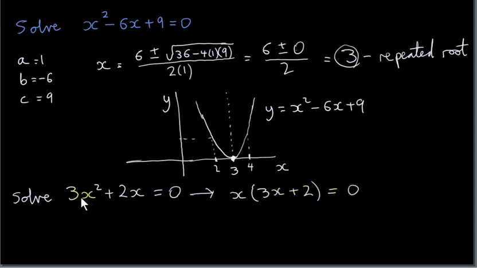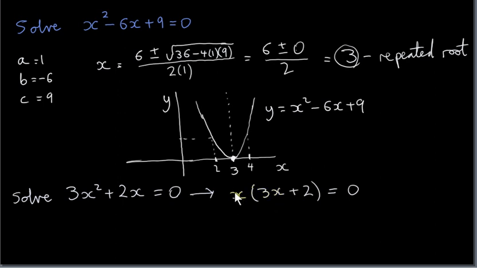So if we do that, we get x times 3x will give us back 3x squared, x times 2 gives us back 2x. So it's very easy to factorize a quadratic equation without that constant term, where c is 0. And from the product of these factors giving us 0, we know what to do. We put each factor in turn equal to 0.